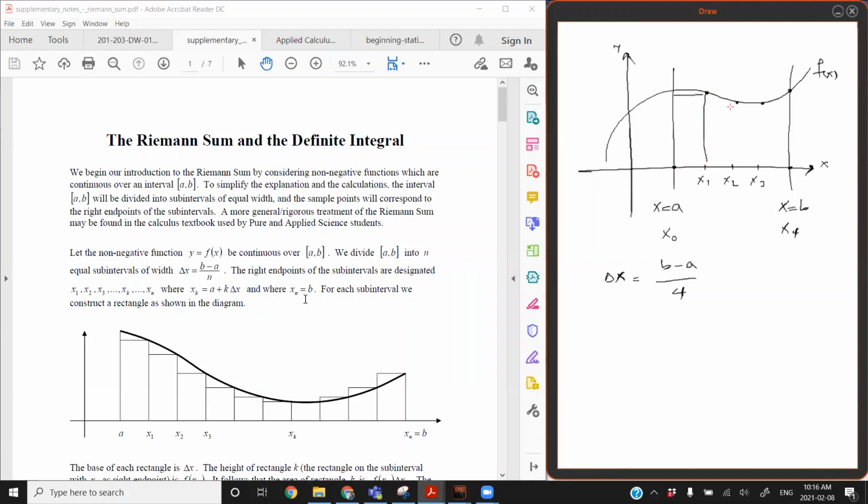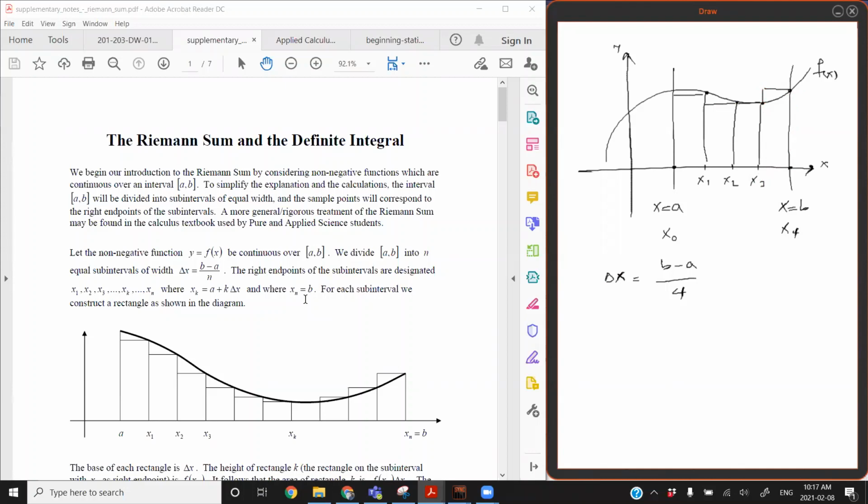Then I do the same thing here. I create another rectangle of the same base, but this time the height is going to be f of x2. Then another rectangle of the base delta x, and the height is going to be f of x3. And finally, I'm going to create a rectangle with the same base, delta x, but this time the height is going to be f of x4.